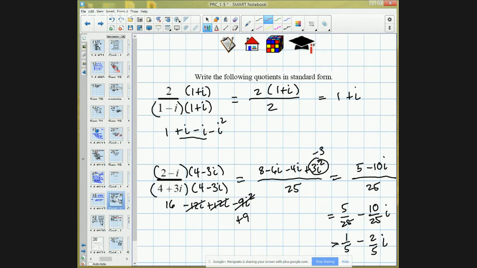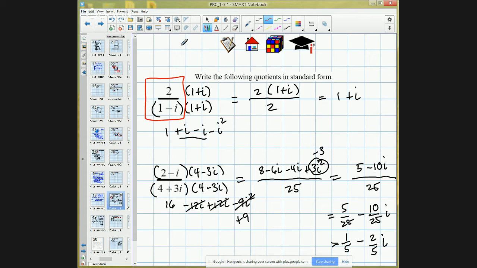So let's take a look at a quotient. I was going to do this over, but I thought, why not? I've got two problems up here. Let's look at the top one first. So here's the problem right here. 2 divided by 1 minus i. And the directions are simplify, put in standard form.